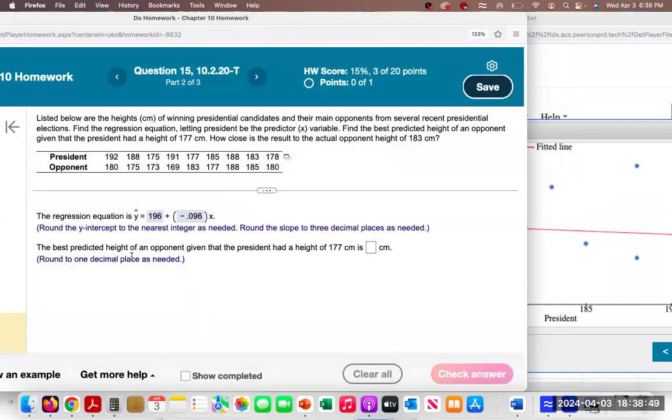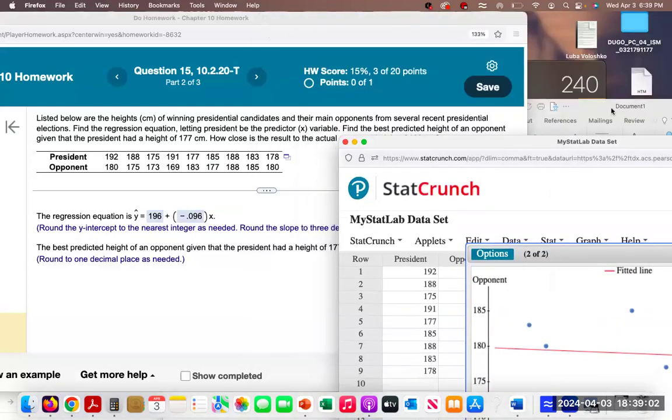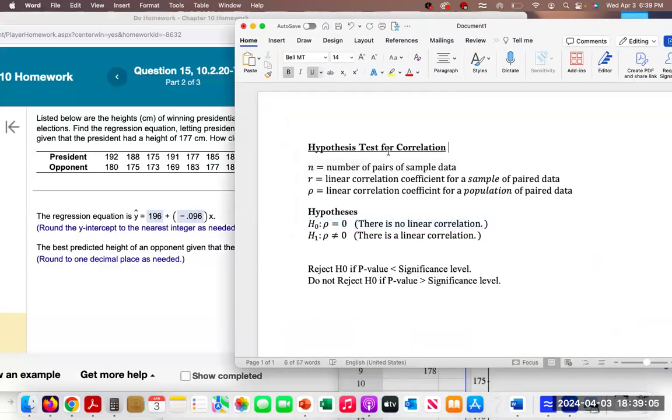Next, the best predicted height of an opponent, given that the president had a height of 177 centimeters. First, we have to check to see if there's a linear correlation between the two variables. So let's go back to the hypothesis test for correlation. Remember, n is the number of pairs in a sample, r is the linear correlation coefficient for a sample, and rho is the linear correlation coefficient for a population. And that's what we use to set up our hypotheses.